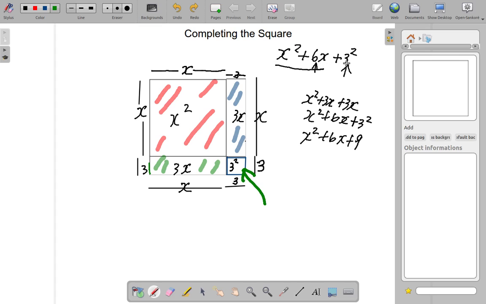Now what I added to complete the square is this little square in the corner here. It is 3 wide by 3 high. So it is 3 squared. And that now completed the square by filling in the missing space in this corner. It is 3 squared.